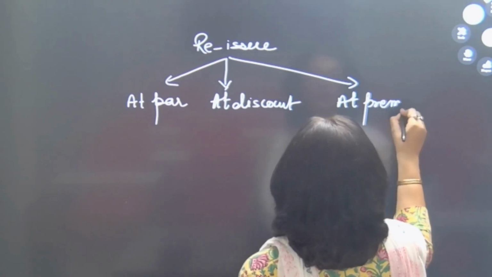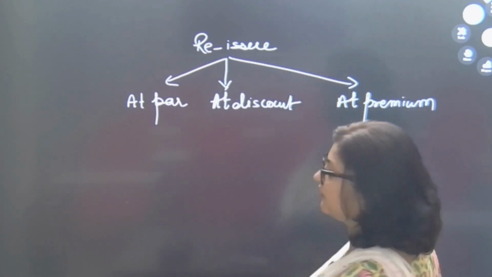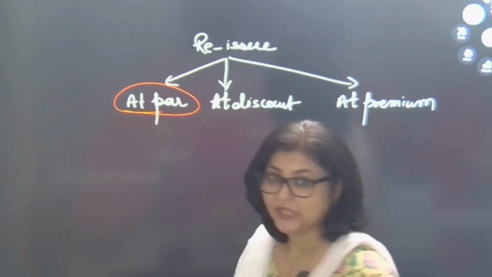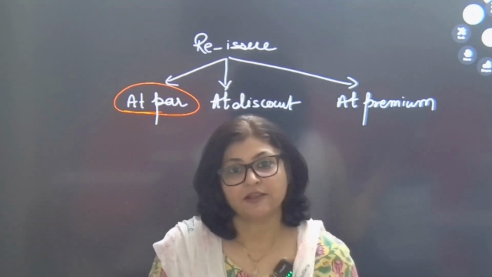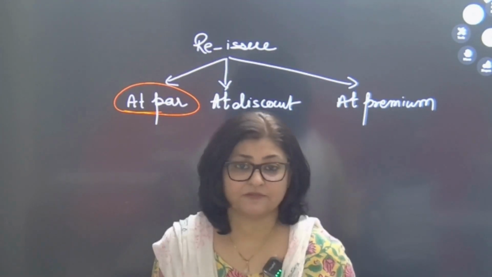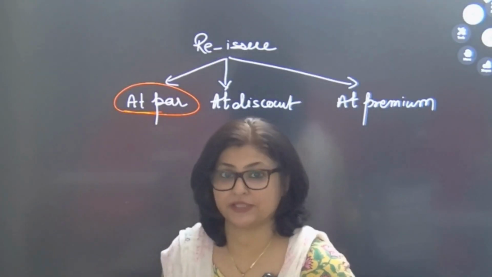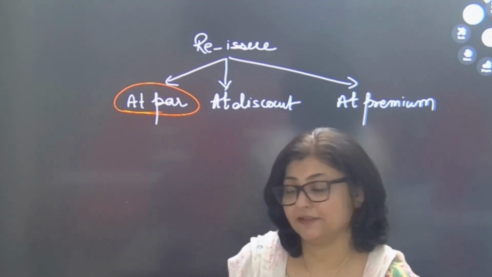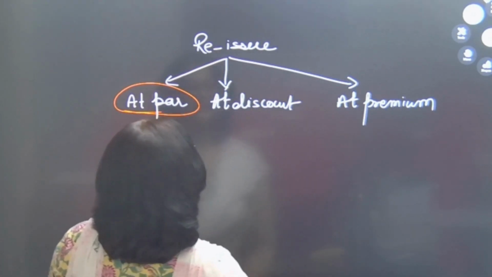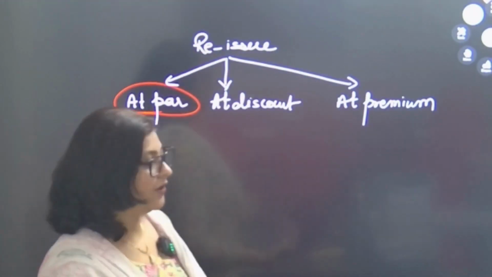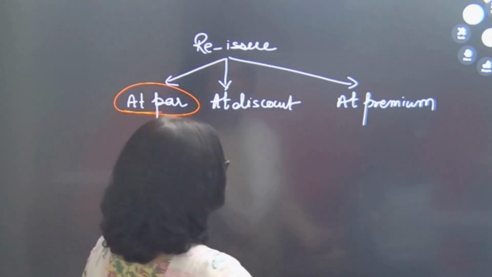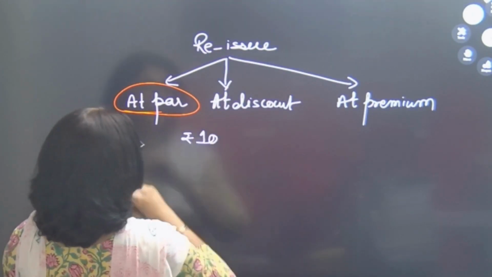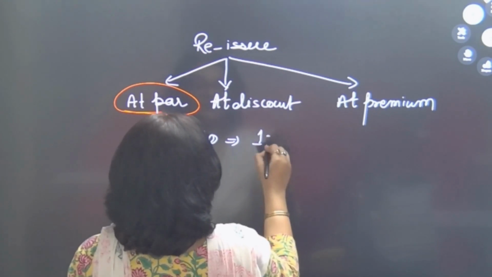In today's video, we will not address all three of these. We will only focus on issue of shares at par. That means the share was forfeited after all the calls or after a few calls, and then the reissue is happening at par, at the face value. Let us understand this with an example, and along with the example I will teach you the journal entry. Let us say there were 100 shares of rupees 10.